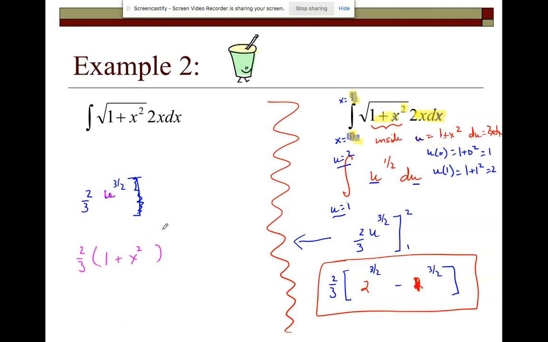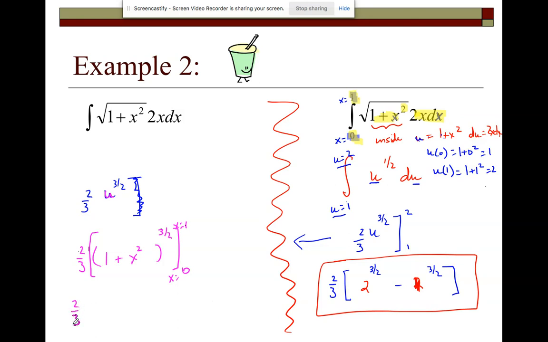To the 3 halves. And again, you can leave your 2/3 in here, but it's just a multiple. Keep it on the outside. Now I've put x back. I can put these x numbers back. And sometimes if it helps you to keep track, do this.